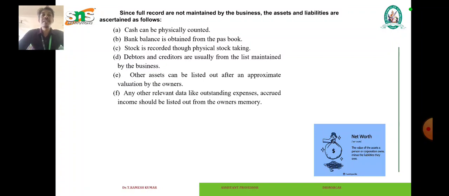Cash can be physically counted, bank balance is obtained from the passbook, stock is recorded through physical stock taking, debtors and creditors are usually taken from the list maintained by the business, other assets can be listed out after an approximate valuation by the owners. Any other relevant data like outstanding expenses and accrued income should be listed out from the owner's memory.